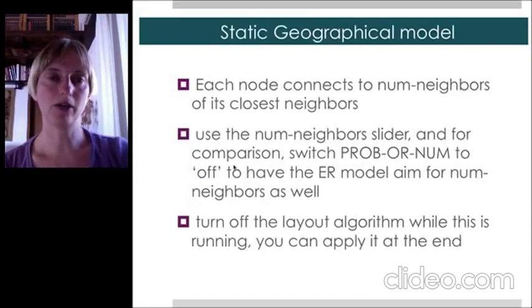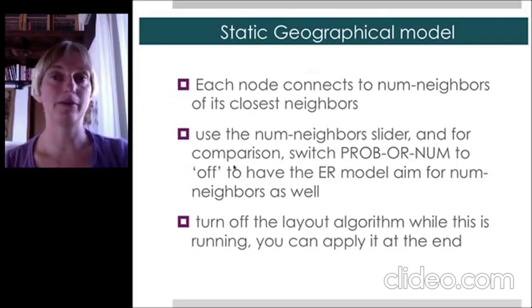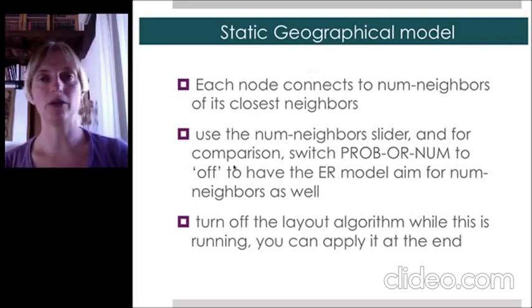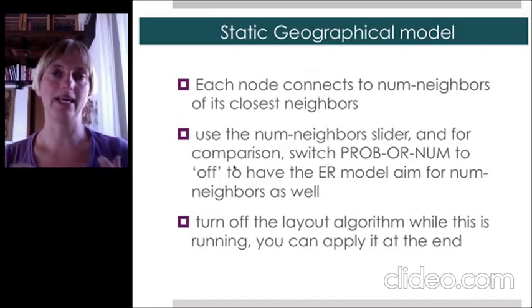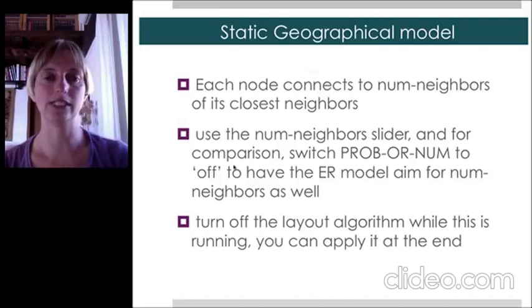The next model we'll consider is a static geographical model. So each node is going to try to connect to some number of its closest neighbors. Some nodes may end up with more neighbors simply because a lot of others were close to it, but it already had its 3 closest neighbors.